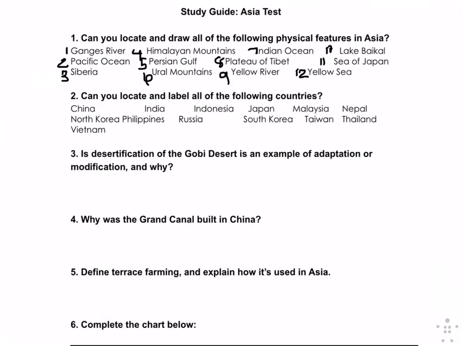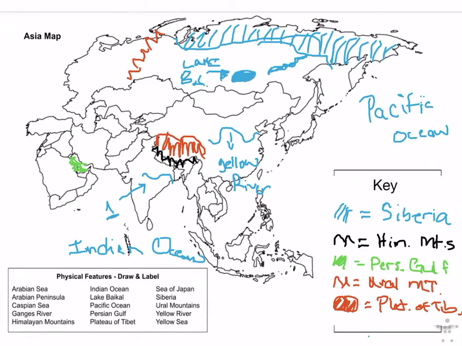Okay. Now, our last two, Sea of Japan and the Yellow Sea, they're located right by each other. So I'm going to go ahead, color this region, and I'm going to do my color in my key, which equals the Yellow Sea. And then the Sea of Japan, I'm going to go ahead and write it in.